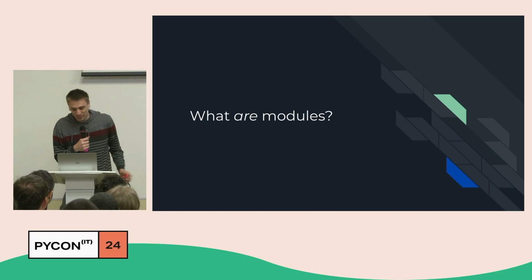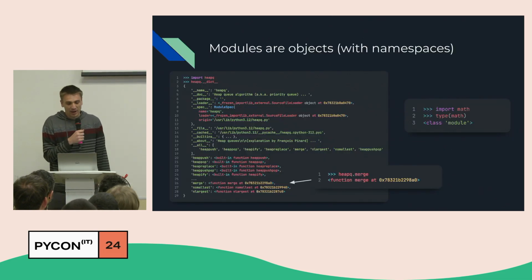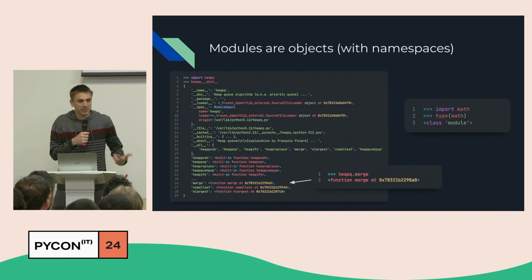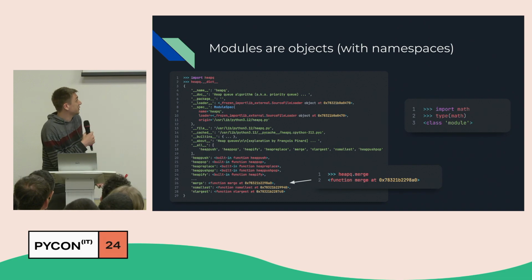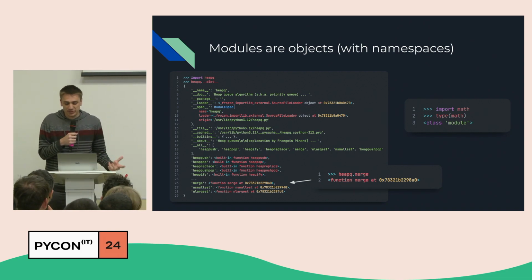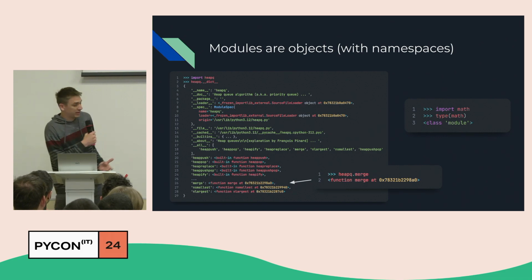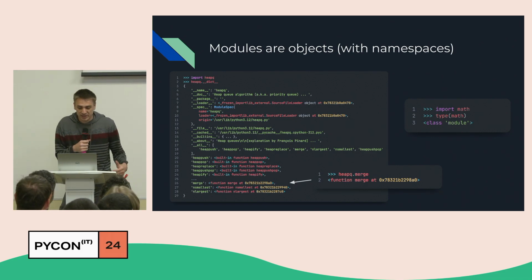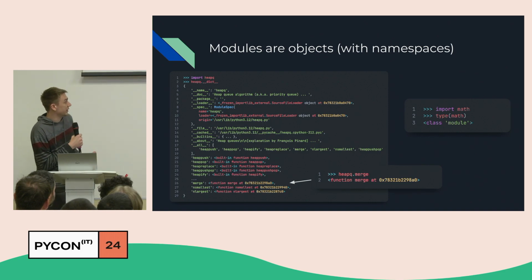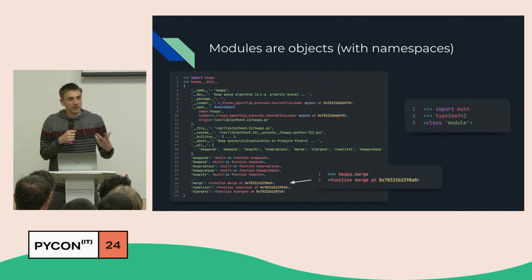First of all, what are modules? At runtime, modules are really just objects, instances of the module type. There's really nothing special about them once they're in your namespace. They can be passed around by reference. They have dunder dicts with their own internal namespaces. You can access attributes on them using the x.y syntax, and those attributes can be either just variables or methods or other classes.